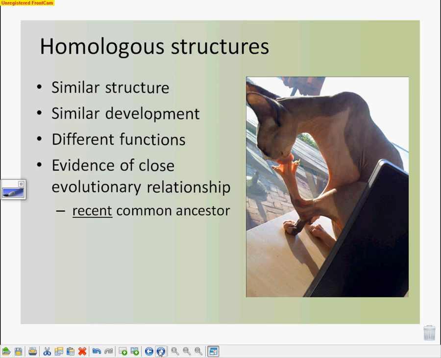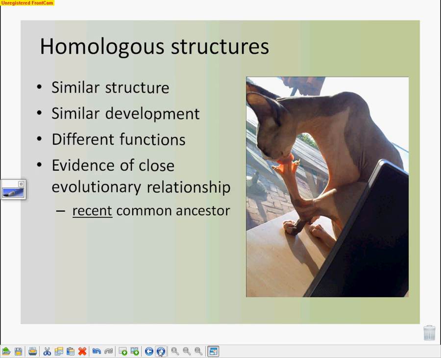So, when we look at structures like this, what it tells us is that we're probably pretty closely related. We probably have a recent common ancestor. And I like the picture of this hairless cat licking its little toes because it helps you visualize that those would be possible fingers. So even though you have similar structure, similar development, and different functions, this tells us that we probably have a fairly common ancestor.